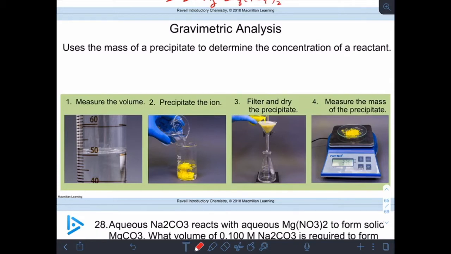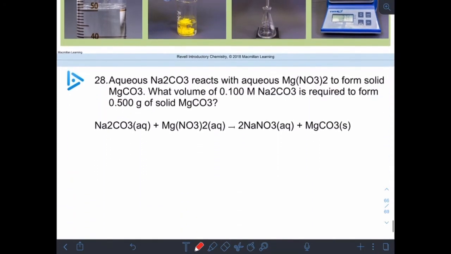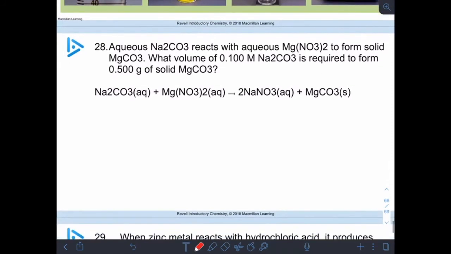Okay, so I don't want you to focus too much on this idea of gravimetric analysis because it sounds like a big scary thing, but really it's just a precipitation reaction, which we've been doing for a while. Okay, so let's take a look at how we can put it into use, though.